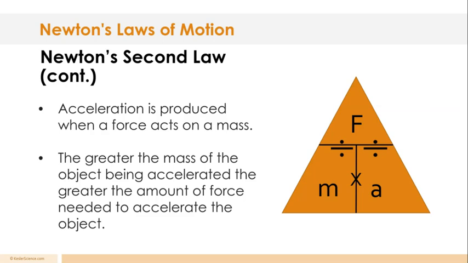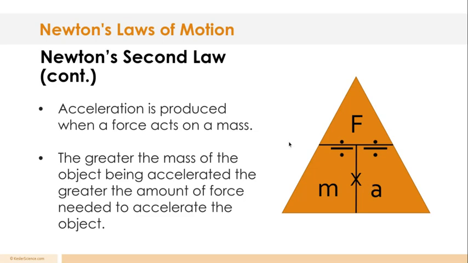So what that tells us is that there's a difference in the amount of acceleration that happens with a different amount of mass. All right? Because the acceleration is equal to the force divided by the mass. So the larger the mass with the same force, the smaller the acceleration.